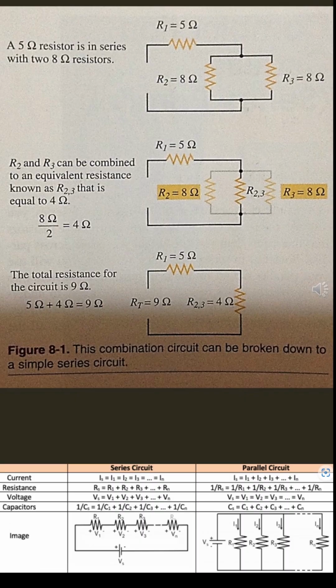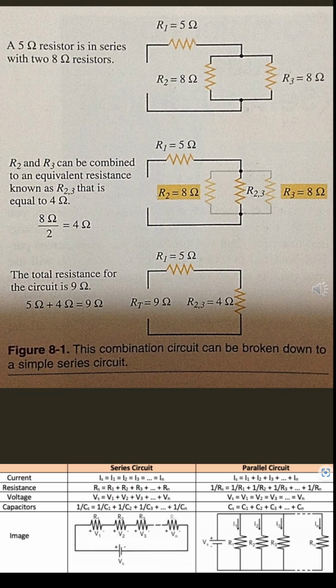Using the equal resistances method learned in Chapter 7, you know that 2 8-ohm resistors connected in parallel have a total resistance value equal to 4 ohms. This step is shown in the middle of figure 8-1. The combination circuit can be redrawn as a simple series circuit with a new resistor identified as R23. The new resistor, R23, is the equivalent value of R2 and R3 in parallel. The equivalent value of R2 and R3 in parallel is 4 ohms.